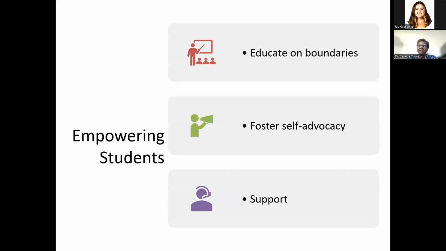So we have to let our students know, and this should be a part of our day one orientation. And school's getting ready to start up in January for many. Part of our orientation should be boundaries. This is what you should expect in this classroom. This is what you should expect in the lab. This is what you should expect in the field from your field preceptors.